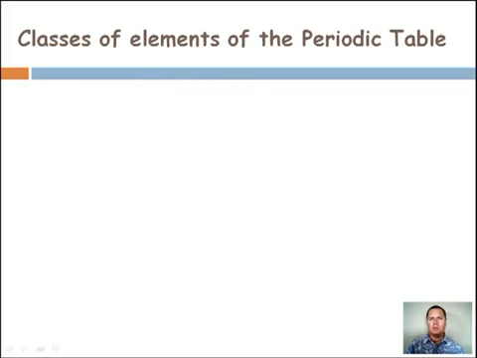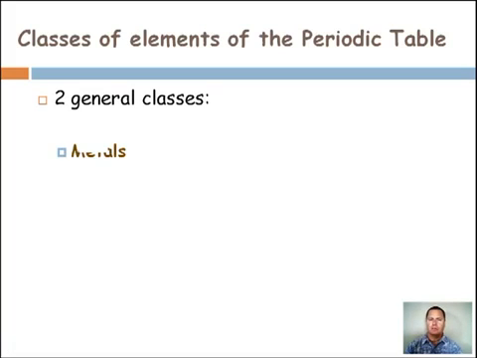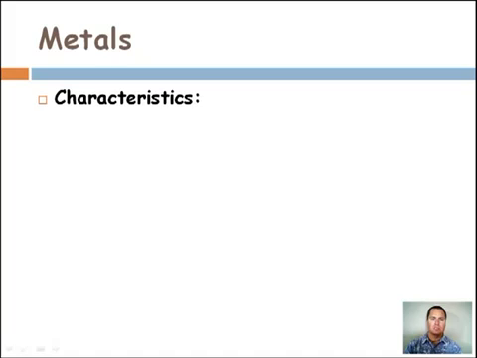Okay, we can also look at the elements in terms of classes. And there are two general classes of elements on the periodic table. There's metals and nonmetals. And there's a third group which kind of falls under nonmetals called metalloids that we'll talk about. So let's look at the characteristics of these. Metals. Think about a metal you know. Think about aluminum. Okay, maybe copper wire. Okay, iron from your car. Think about those when you think about characteristics of metal.